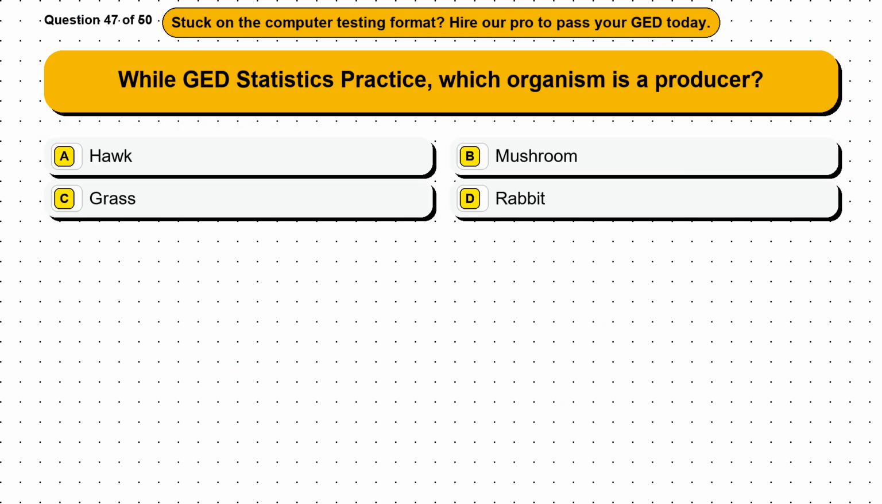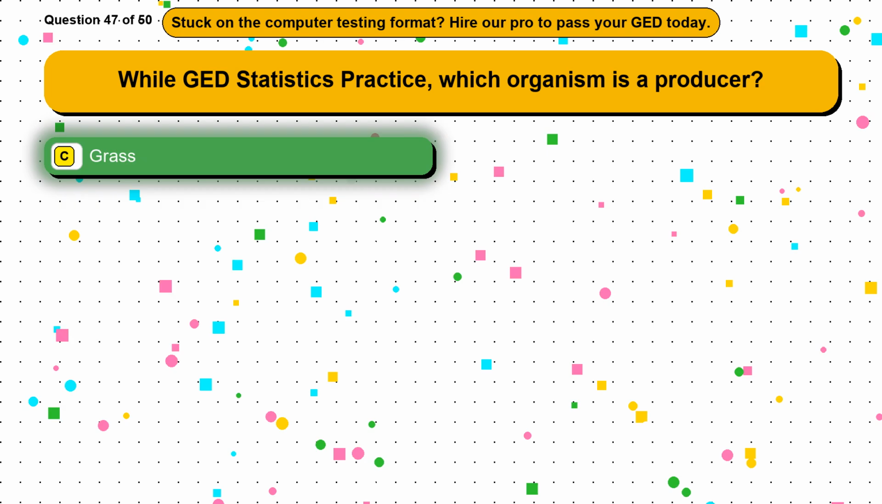Question 47. While GED Statistics Practice, which organism is a producer? Option A, hawk. Option B, mushroom. Option C, grass. Option D, rabbit. The correct answer is option C.